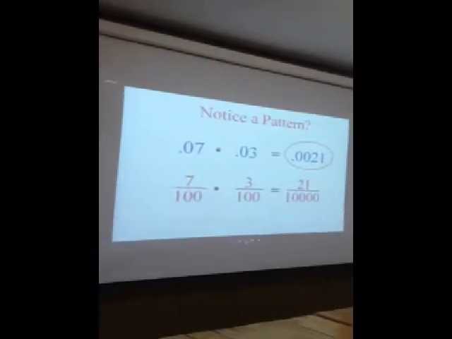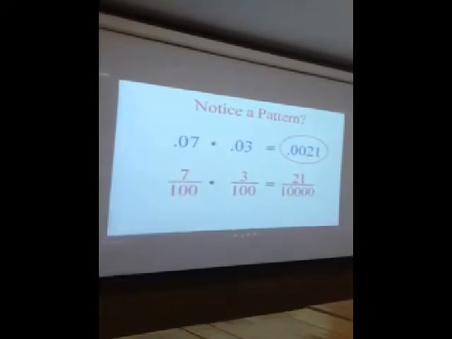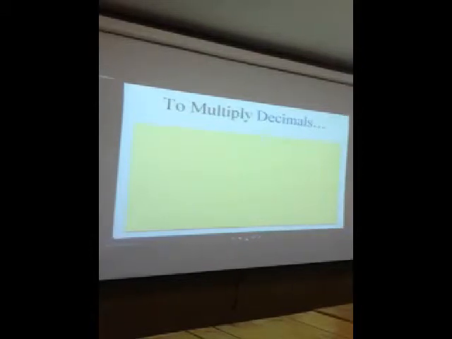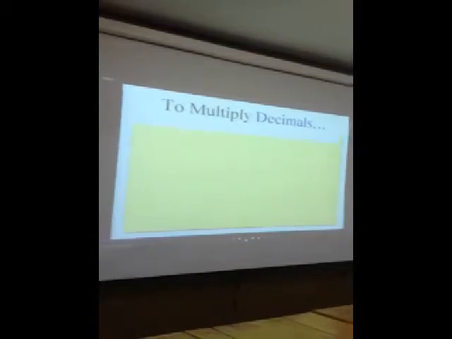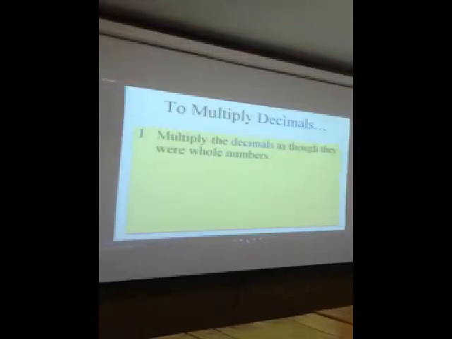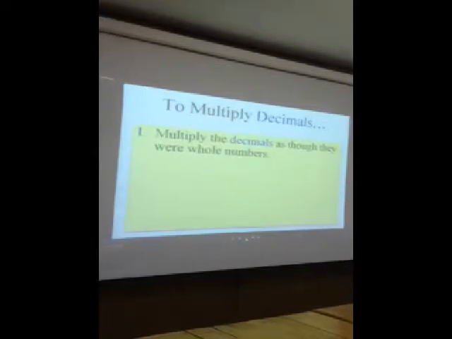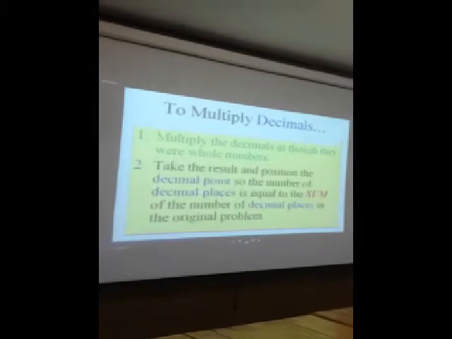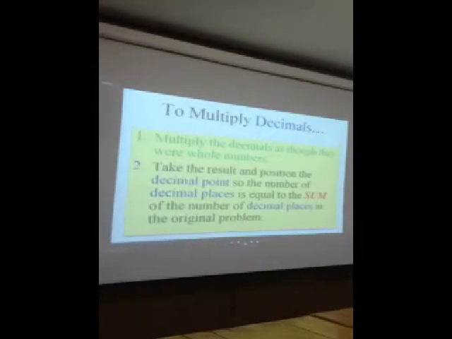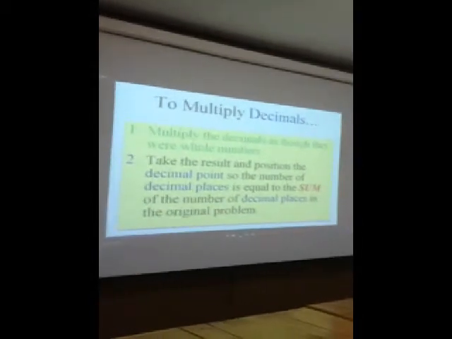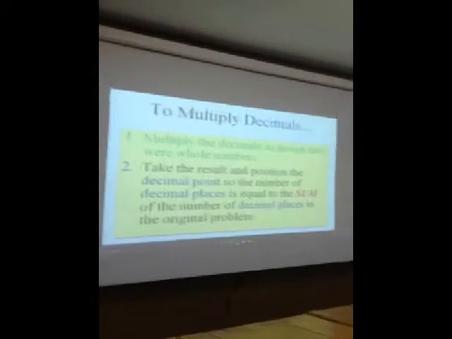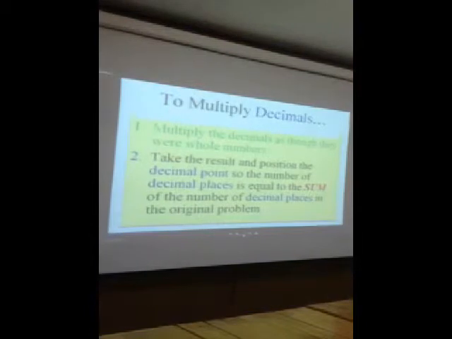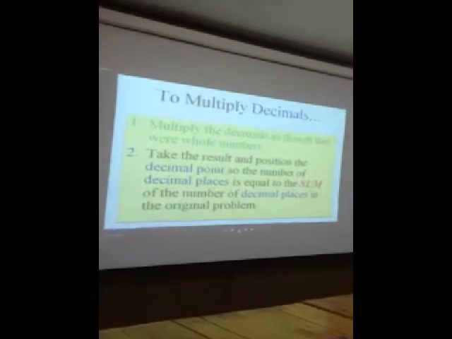Well, we can use this pattern to multiply decimals. The rule is, to multiply decimals, multiply as though they were whole numbers, in other words, as though there wasn't a decimal point at all. Then take that result, that answer, and position the decimal point so that the number of places is equal to the sum, the adding up, of the number of decimal places in the original problem.